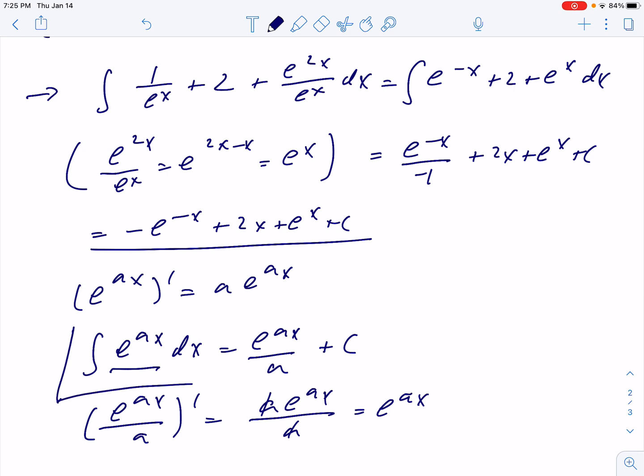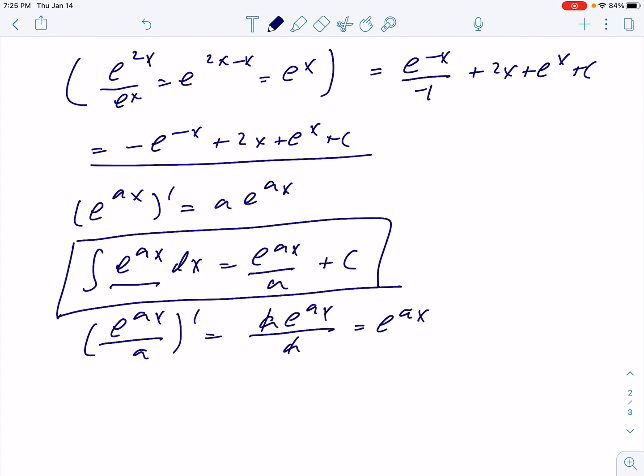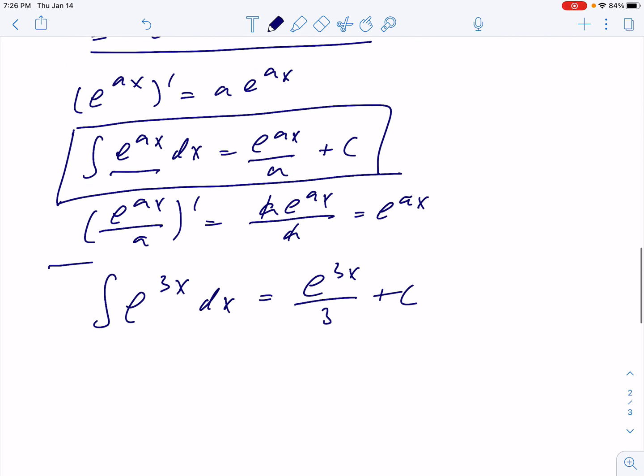Here is a convenient rule we can use without having to do substitution from time to time. Another example, let's say you have to integrate e^(3x) dx. You go immediately, rewrite the exponential, divide by this coefficient. That's it. No need to do a substitution. Good.